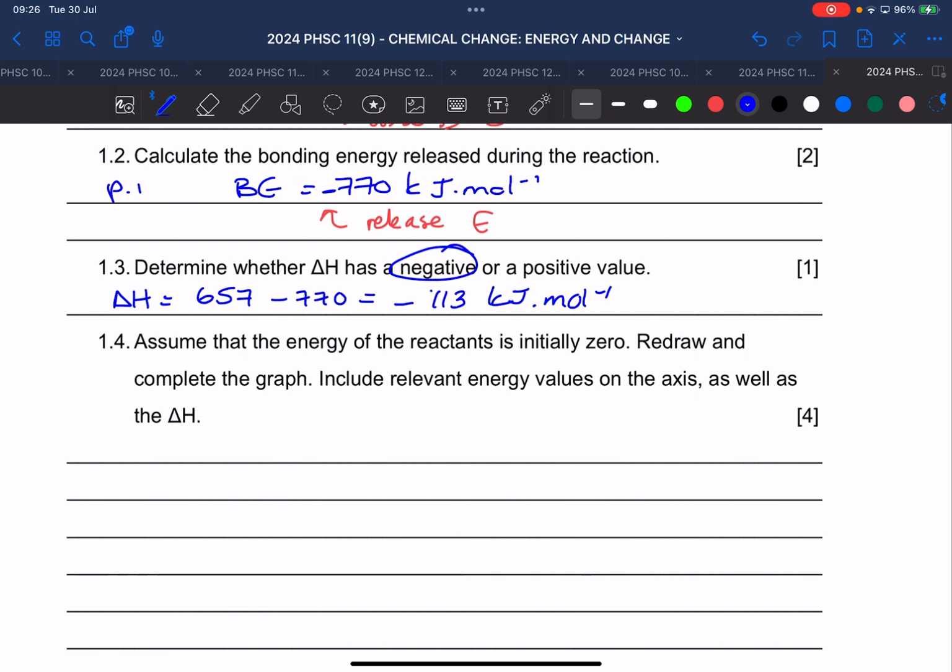So, Tsepo, does that mean it is an exothermic or an endothermic reaction, if it is negative? It is an exothermic reaction because it releases more, the word more is important, more energy than what it requires. Lesedi, what does the word require mean? It needs.